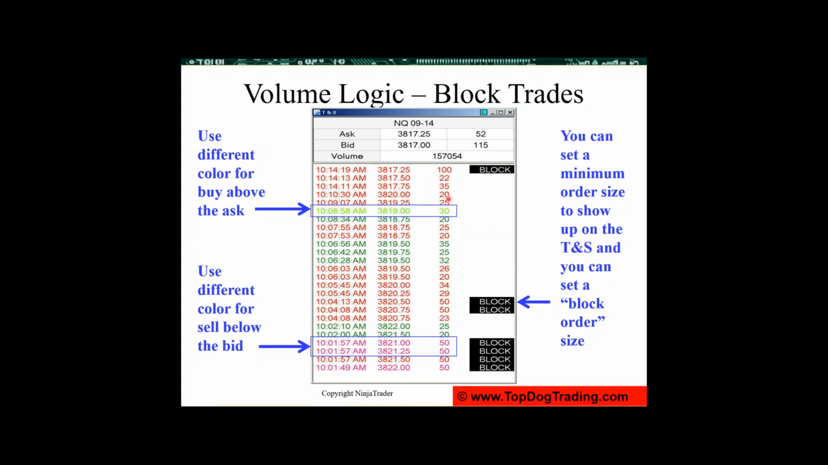And then I've set it to be a minimum of 20 contracts on that column. And then again, NinjaTrader is a little more flexible than TradeStation, and you can have another column here where it'll show block. And then block you can set for a different quantity of contracts. And so on this one, I set it for 50. So now I'm seeing 3 tiers.